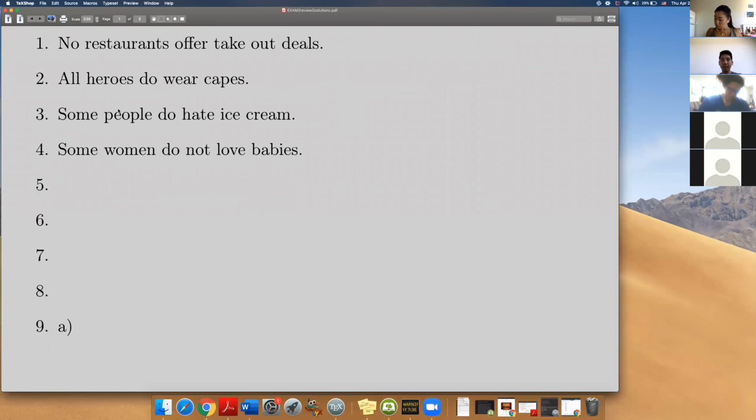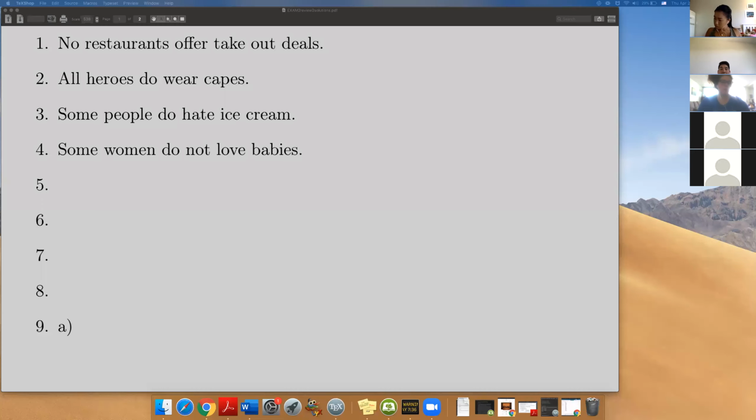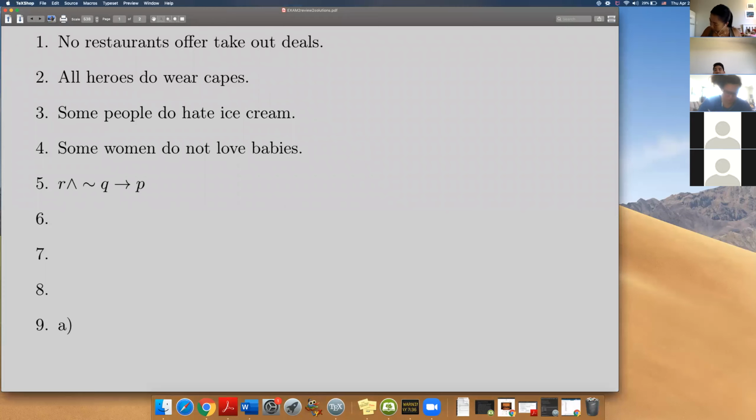Number 5 through 8 are where we're using those symbol statements P, Q, and R. P is I pooped this morning, Q is it's hot, and R is today's a good day. So that first sentence, you have an if-then statement. R and Q, not Q, right? Not hot, not Q. Yeah, not Q to P. To P, right. Exactly.